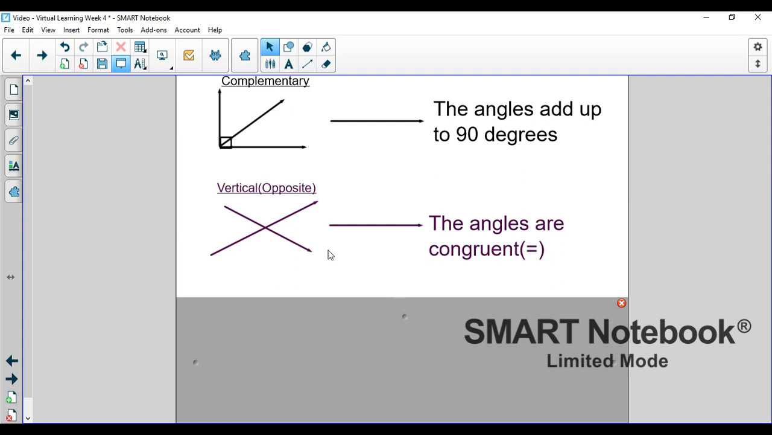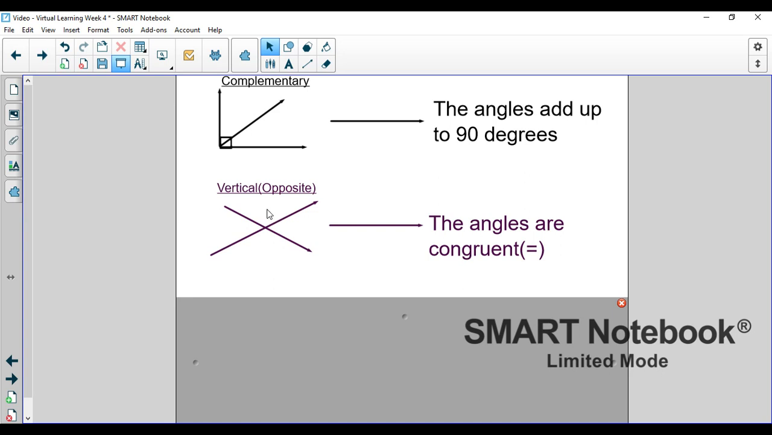Vertical or opposite angles, they form an X. They are angles that are congruent or equal to each other. They are the same. So the top angle is the same as the bottom angle when they are vertical opposite, forming an X. The left angle is the same as the right angle, again, when they're opposite or vertical from each other and they form an X. But what is true is that they are equivalent, they are the same, they are congruent.